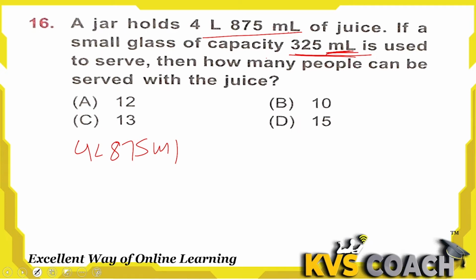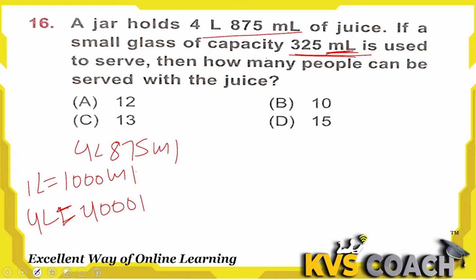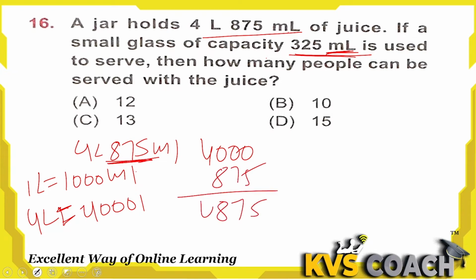Okay, so 4 liter, 1 liter is equal to 1000 milliliter. So 4 liter is equal to 4000 ml. Okay, so here it is now 875 ml. So 4000 plus 875 added here, ml is given here. So it will be 5, 7, 8 and 4. Okay, 4875 ml. Now what we have to do? We have to divide this by 325. Okay, so let's check. 4875 divided by 325.